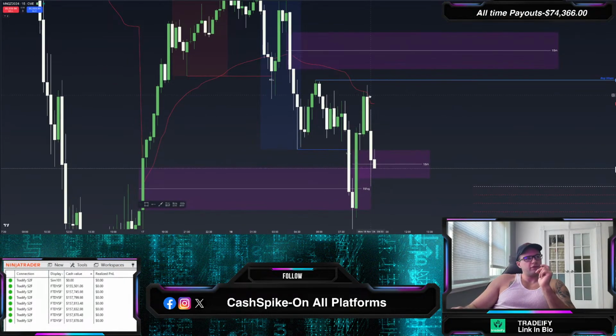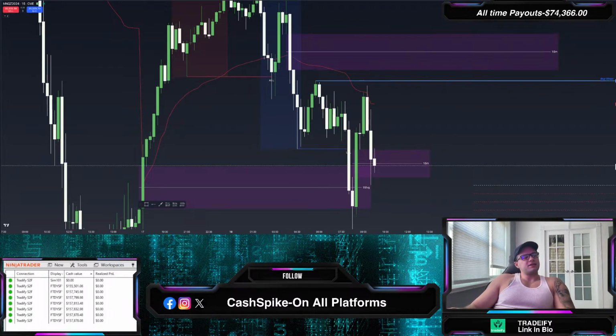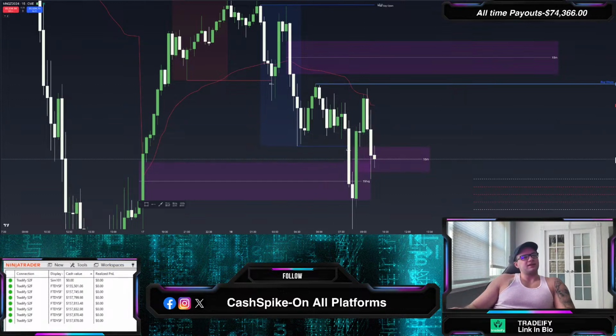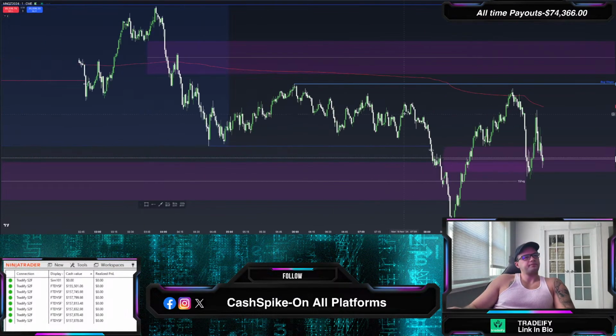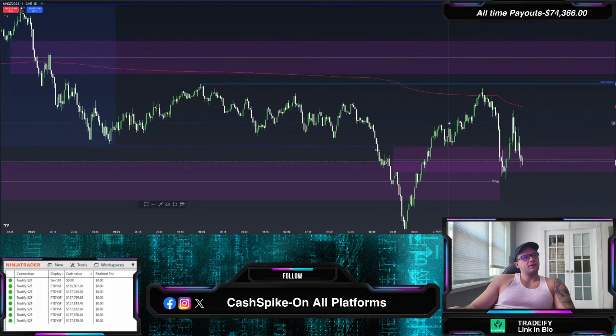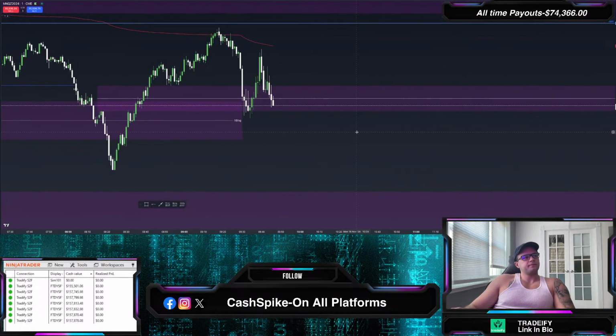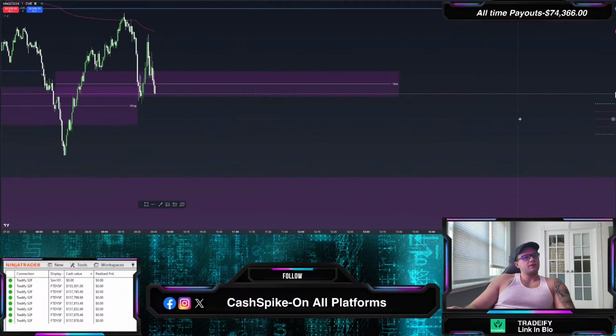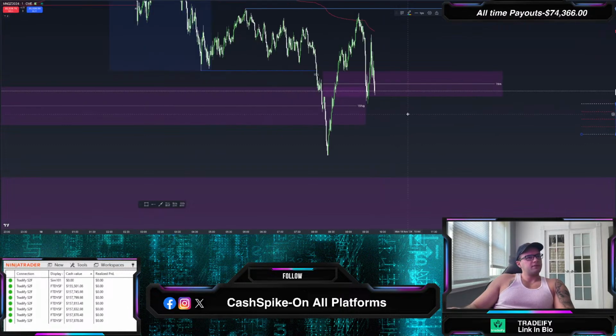Still kind of rejecting VWAP as well, but I would want this liquidity to be taken. If I want to sell, I would want this liquidity to be taken. My rule of thumb is don't take a sell or buy if there's no sweep of any kind. So I want this liquidity over here to get swept in the 50 minutes. We do have price trying to come down again.